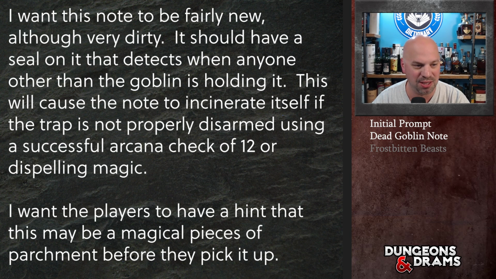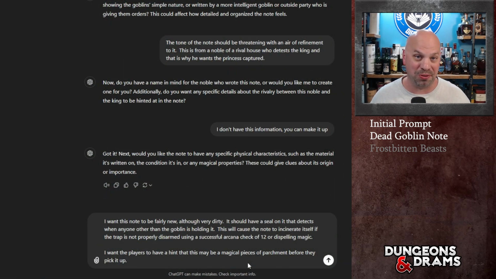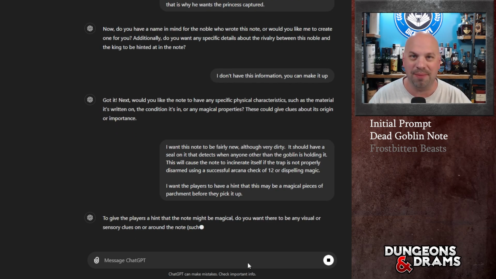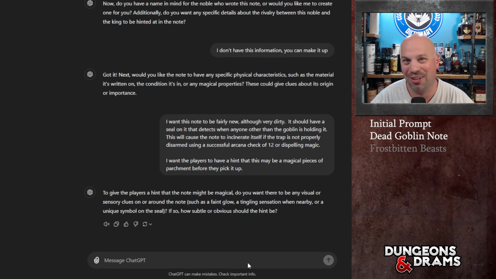I want the players to have a hint that this may be a magical piece of parchment before they pick it up. The idea being, if I'm a rival noble and I'm going to capture the king's daughter, I don't want this note to fall into anybody else's hands other than the person I gave it to. Frankly, I probably wouldn't put it on a note anyway, but maybe the goblins wanted it. Who cares? So I'm going to use magic to trap this thing, and that's going to make it a little bit more interesting. I set a fairly low DC of 12 because I'm expecting if you're killing goblins, you're probably not level 20, although that could be fun.